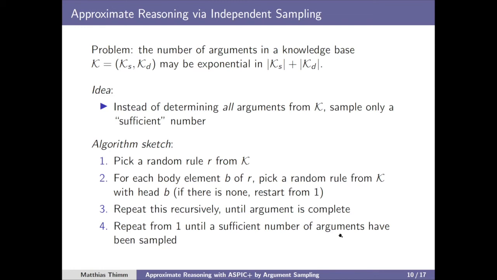Now, so basically, this is a backward chaining procedure, but not a complete one. Now, so you do some random selections in each step. You don't look exhaustively for all possibilities how you can derive a certain element. You just pick one, see if it works out. If it works out, you have an argument. If not, you just start again.